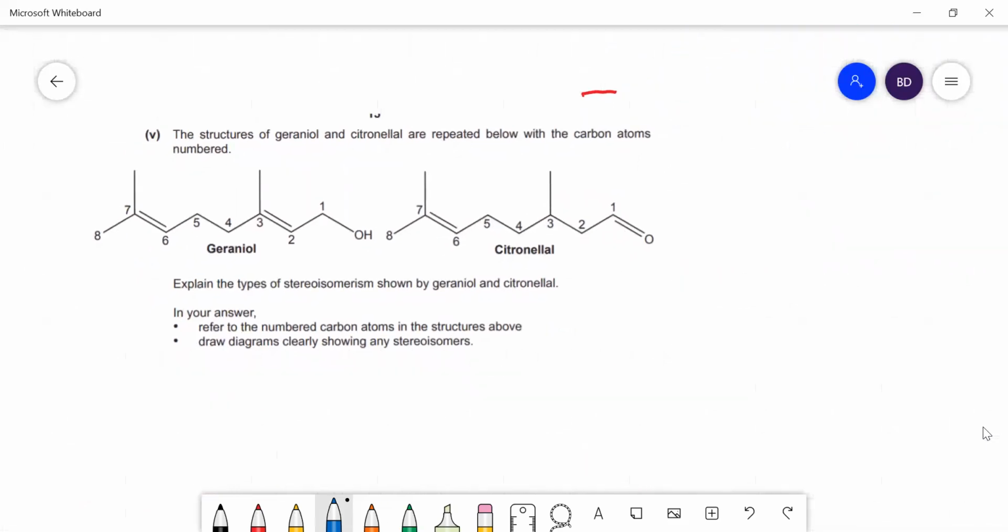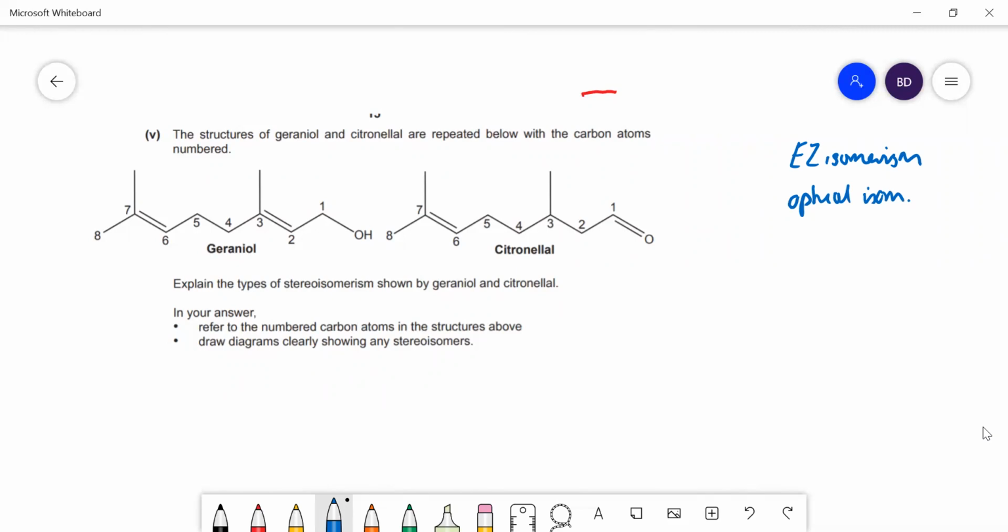Okay, so stereoisomerism, we've got to think of 2 things. We've got to think of E/Z isomerism, and the other kind of stereoisomerism, of course, is optical isomerism. Right, so in your answer, refer to the numbered carbon atoms and draw diagrams showing any stereoisomers. Okay, so let's look at geraniol first.